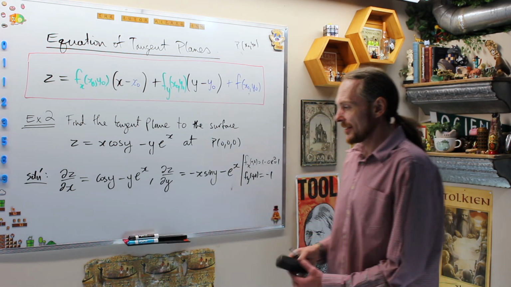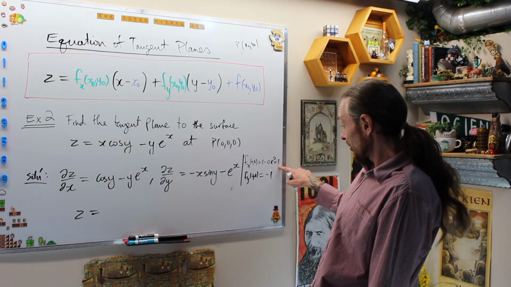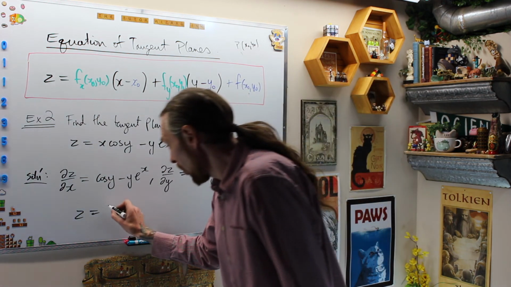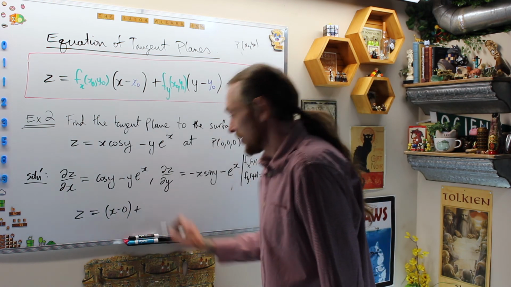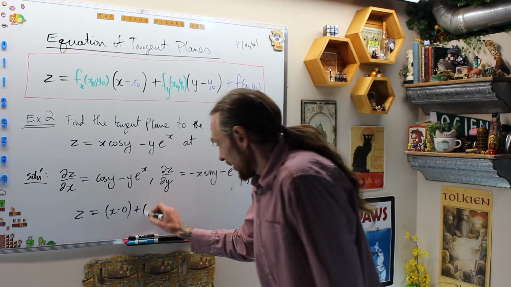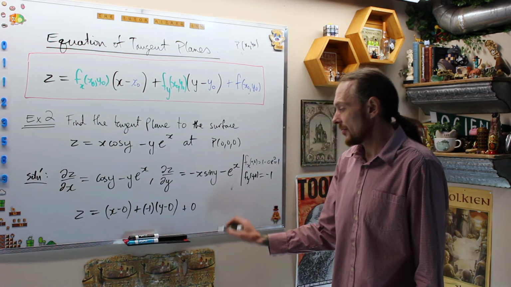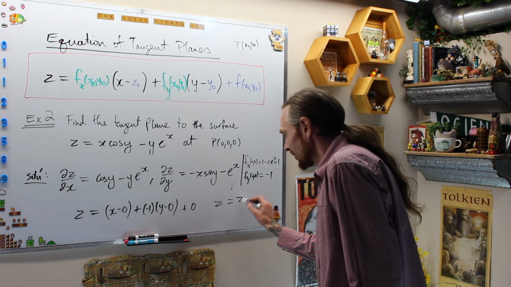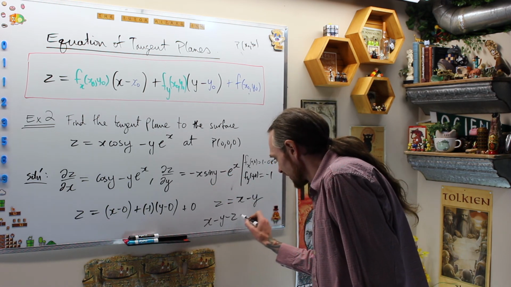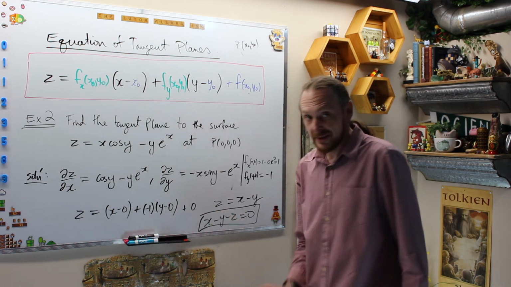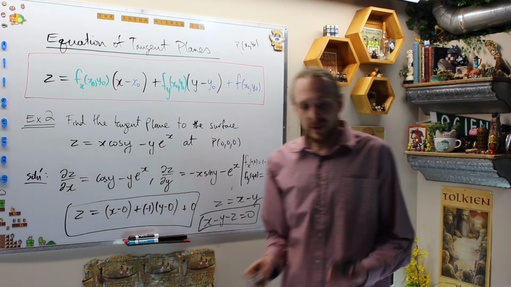What are we going to get from this? The equation of our tangent plane is z equals the first partial evaluated at 0, 0, 1 times x minus 0, plus negative 1 times y minus 0, plus 0. Our plane is z equals x minus y, or bring them all to one side, x minus y minus z equals 0. This is the equation of the tangent plane. That looks more like linear algebra. Leave it like this if you want. Final answer. Don't waste any time.